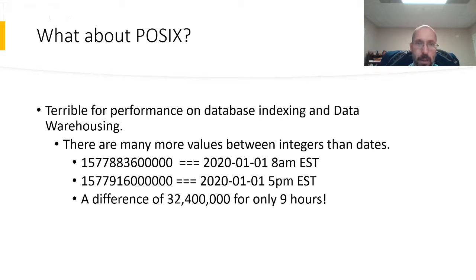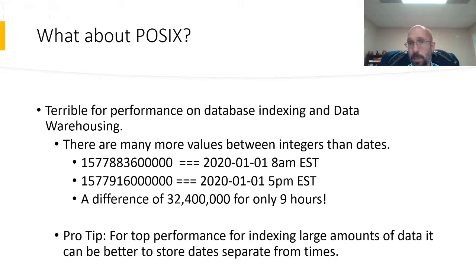So don't use POSIX where you really have to do a lot of data warehousing, or your database has to reorganize the data, because it's just not going to be very efficient. A pro tip, if you're doing massive amounts of data in your database that you're having to index, it can actually be better to break dates out into separate columns of year, month, day, maybe even hour, minute, seconds. It can index those columns individually much, much more efficiently. So don't choose POSIX if you have a lot of database indexing or data warehousing needs.